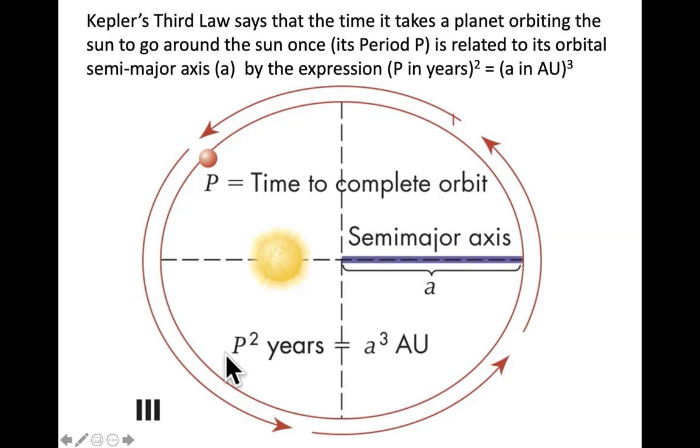But more specifically, for planets in orbit around the sun, or objects in orbit around the sun, the period squared, so the period times the period, equals the semi-major axis cubed. So the semi-major axis times the semi-major axis times the semi-major axis. This is the general rule. And it means that if the semi-major axis is say twice as big, the period doesn't just go up by a factor of 2, it goes up by more.